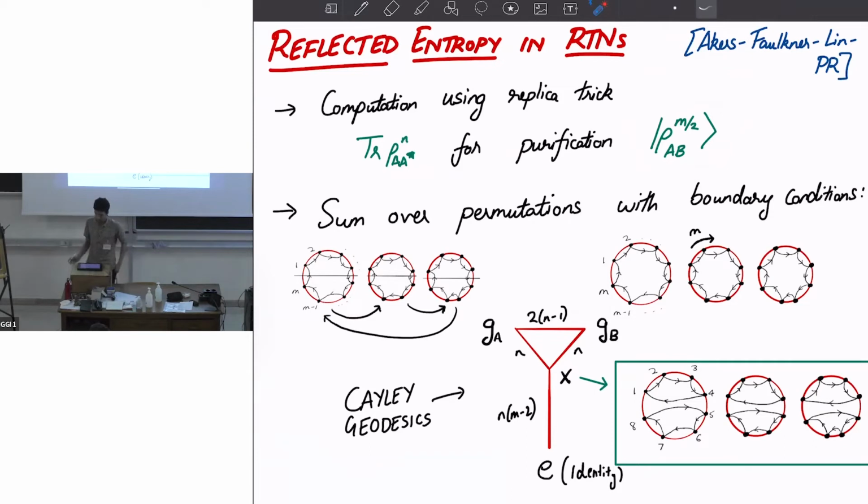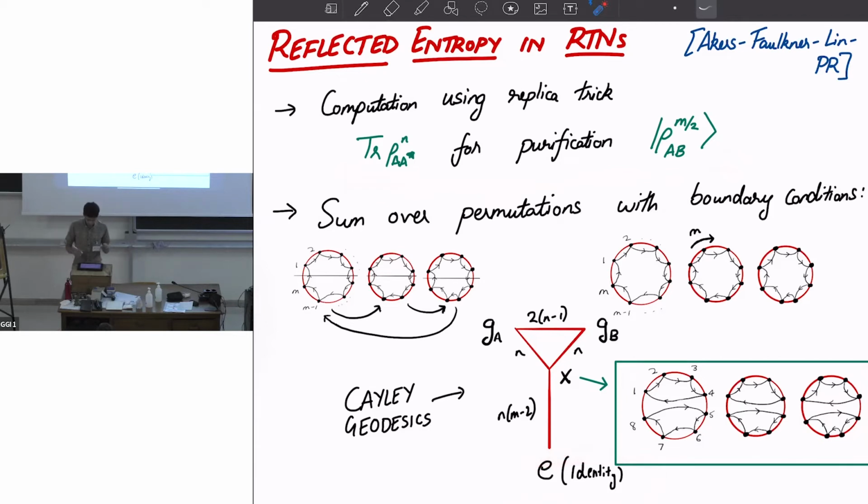This, as I said, was computed by some sum over permutations with given boundary conditions. The boundary conditions are essentially fixed by the twist operators that you need to apply to do this calculation. And we're applying 3 different kinds of twist operators here. On the region which is the complement of AB, we're just tracing out the region. So that corresponds to applying the identity permutation.